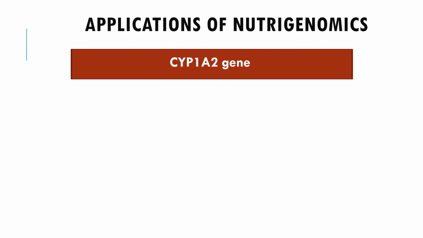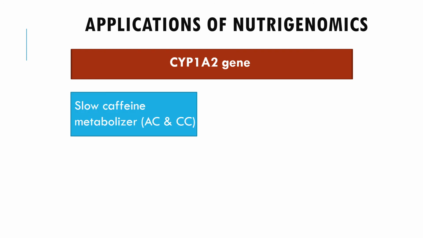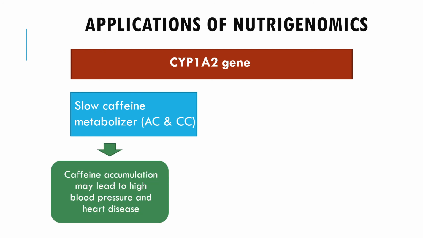But now with the information I'm going to give you, you'll be able to say that a slow caffeine metabolizer carries the alleles AC or CC, and caffeine accumulation in these people may lead to high blood pressure and heart disease. Right? So if you said caffeine is good because you read an article that said caffeine is good, to a slow caffeine metabolizer, again, we're in a genetics class right here, to a person who has the alleles AC and CC of the CYP1A2 gene, right?